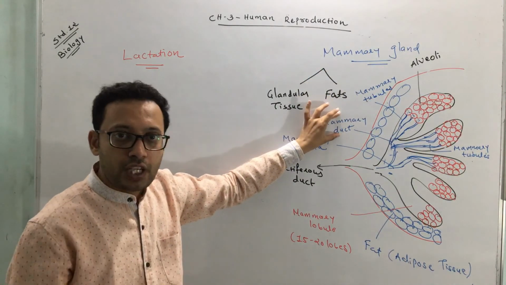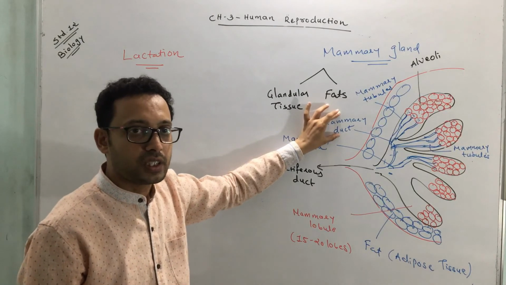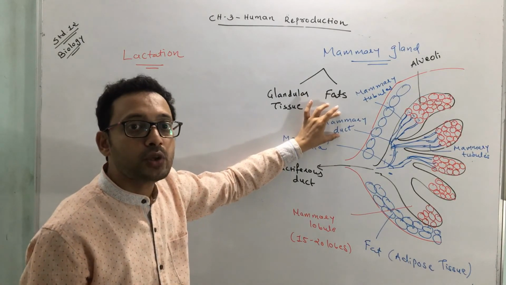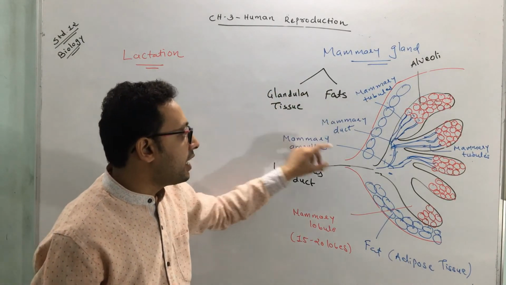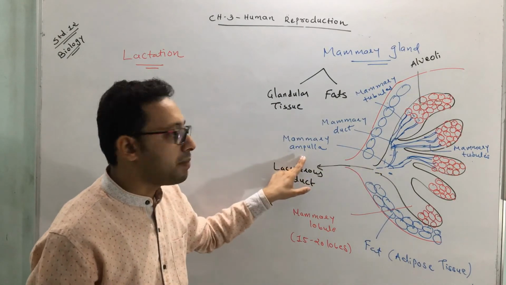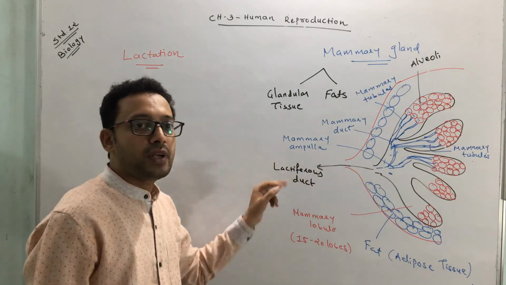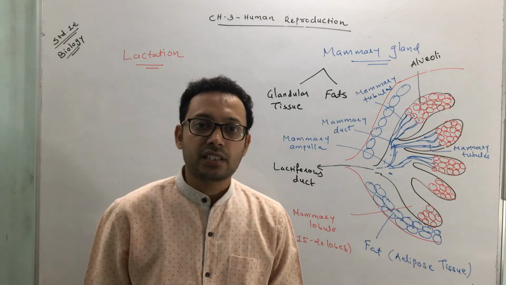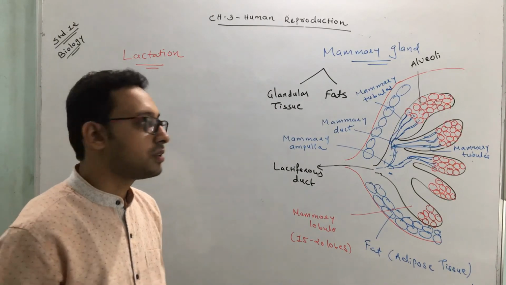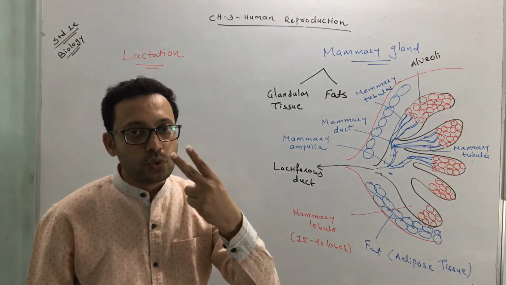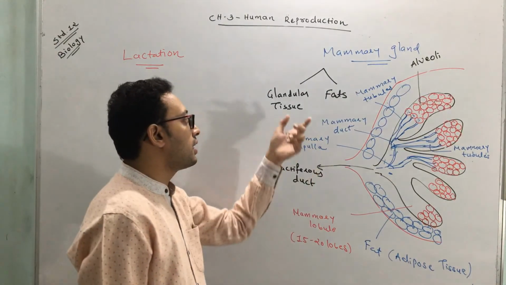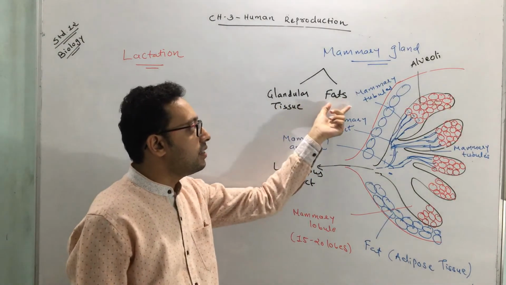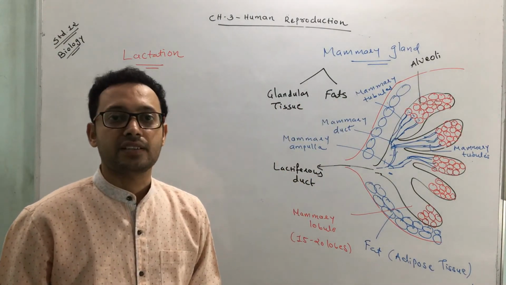The tubules join together from the mammary duct, and it leaves out from a lobule. Mammary ducts combine and open into a wider part, which we call the mammary ampulla. The mammary ampulla connects to a lactiferous duct, through which the milk is sucked out. Mammary glands are two, present in a pair, and consist of glandular tissue and variable amounts of fat.